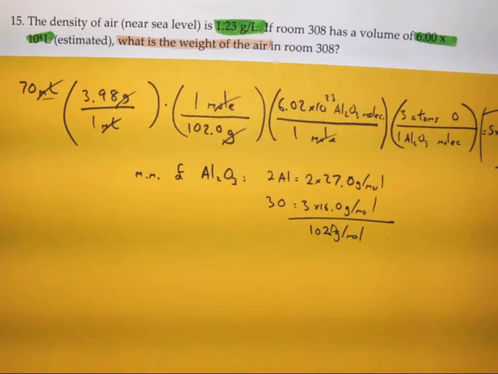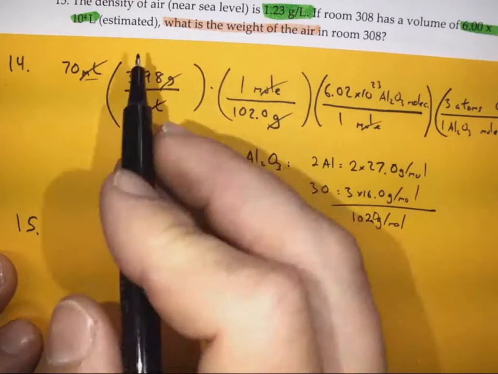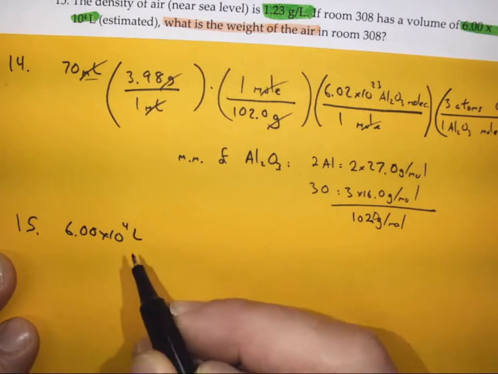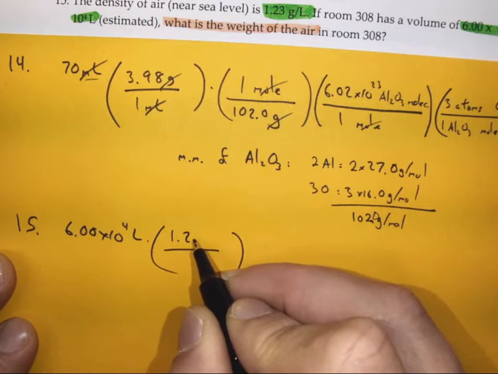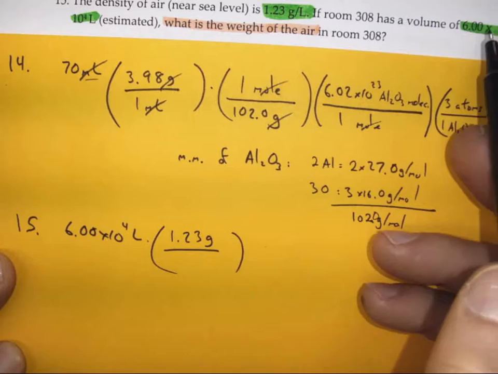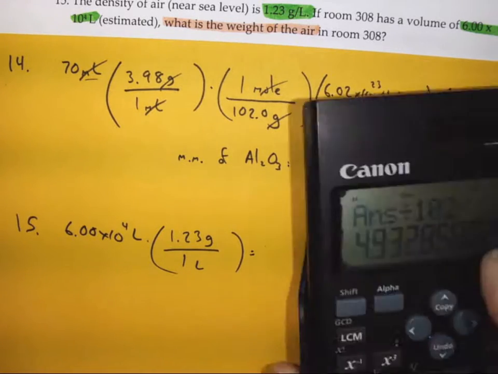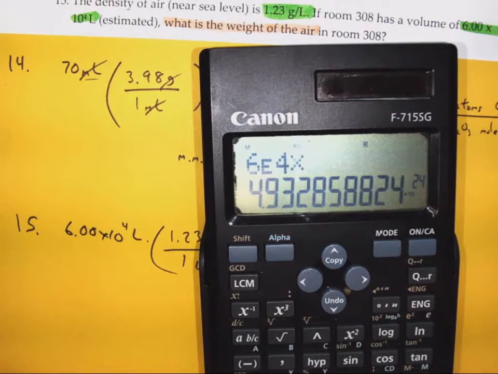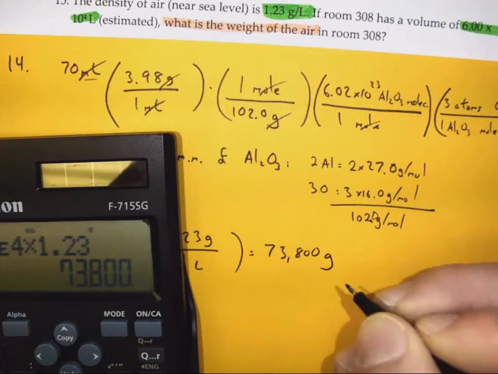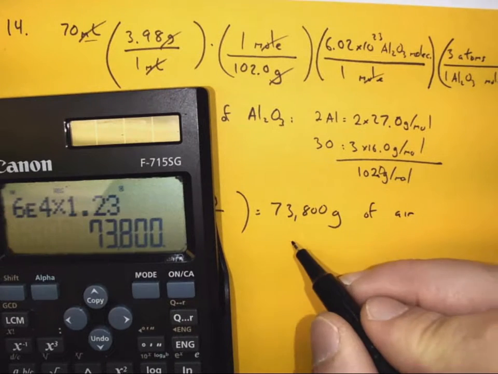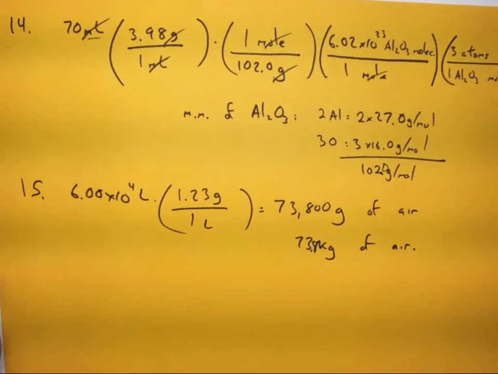Okay, so I guess we should start with the volume, 6.00 times 10 to the 4 liters. And if we wanted the weight of the air, we can really just convert that quite simply using our density quantity. It converts liters into mass. And so I can say this for every 1 liter, you can find out the mass. 6 times 10 to the 4 times 1.23. That gives us 73,800 grams of air, or about 73.8 kilograms of air. Interesting. Okay, that was pretty simple.